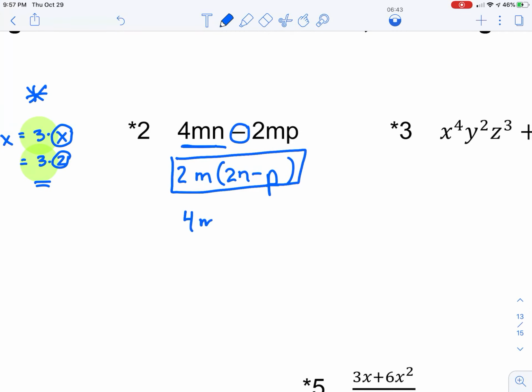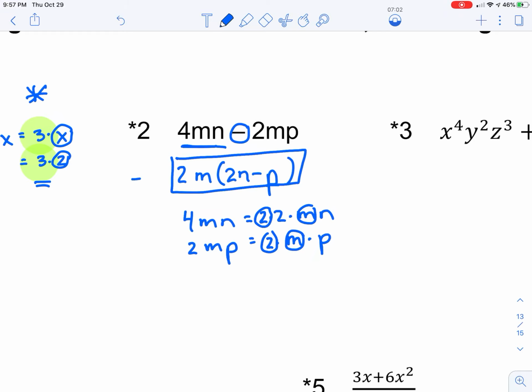It's okay if we do. In fact, let's just look at that. So if I did it the long way, I would take 4mn and I would prime factor it. And I would take 2mp and write that in factors. And then I can identify what they have in common.